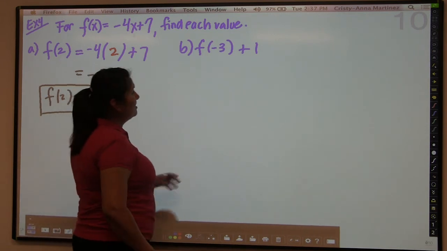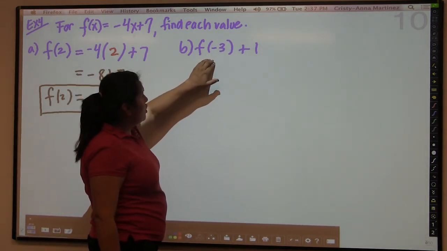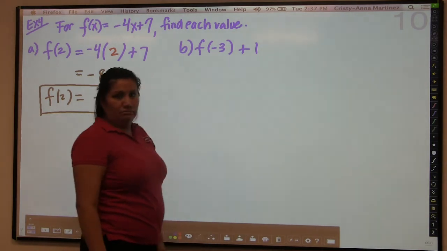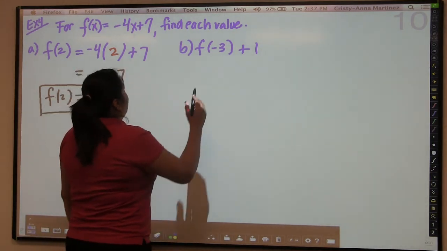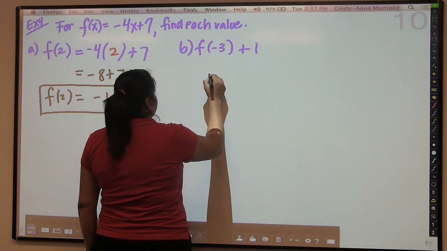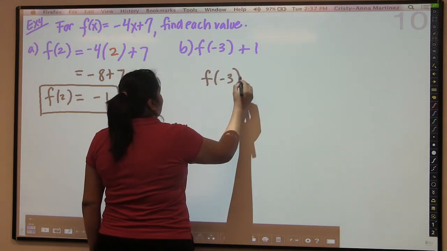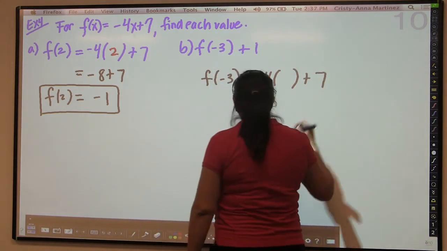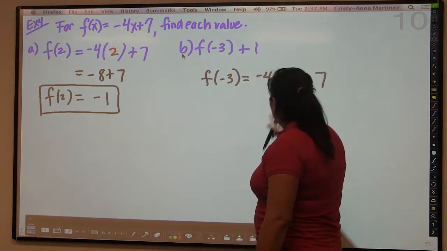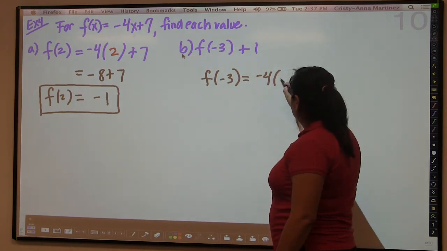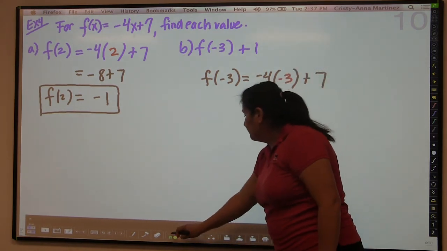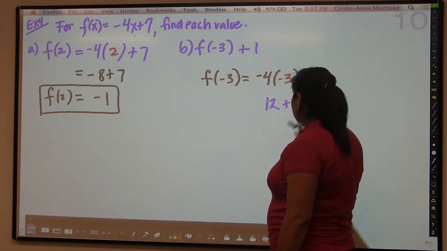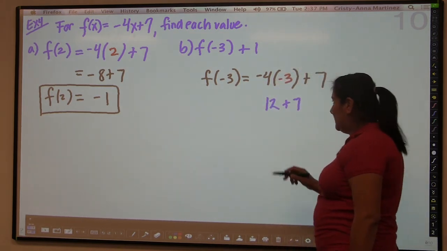So this guy is a little different. It says, find the value of the function when x is -3, and then add 1 to it. Okay? So that means that f of -3 is equal to -4 parentheses plus 7. So instead of the x here, I put -3 in its place. Okay? So -4 times -3 is positive 12. But positive 12 plus 7 is 19.